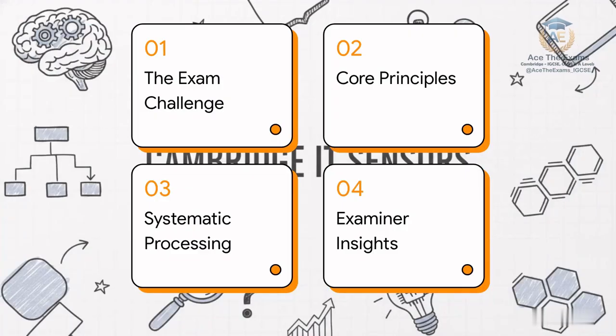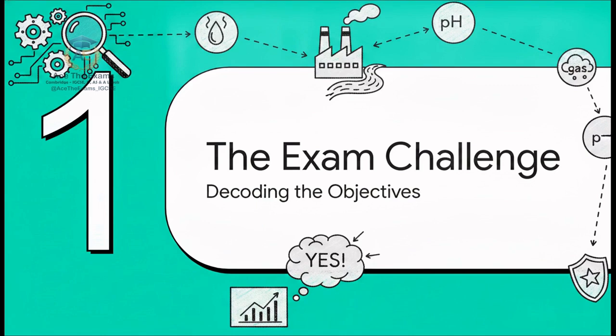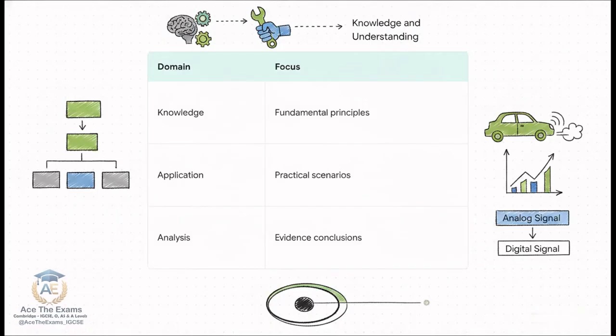To ensure your paper is covered in green check marks instead of red pen, our explainer today is structured into 4 critical chapters: the Sensor Exam Challenge, Core Theoretical Principles, Systematic Processing Methodology, and Critical Examiner Insights. Let's jump in. Chapter 1, the Sensor Exam Challenge. Let's decode exactly what the examiners actually want from you. You absolutely have to understand the rules of the game before you can win it.